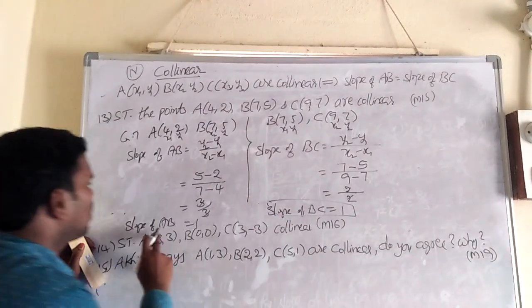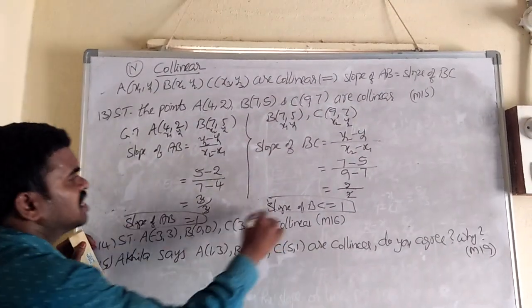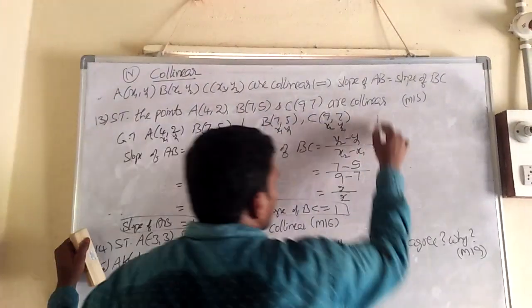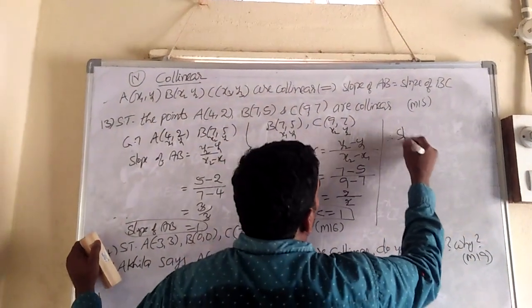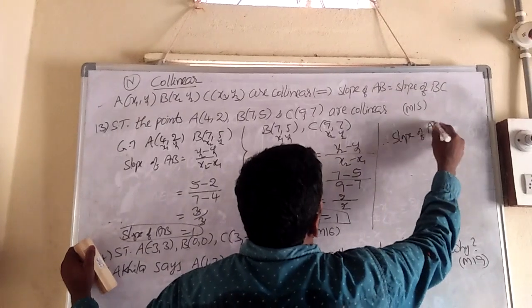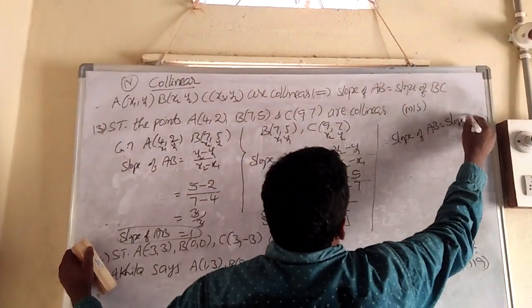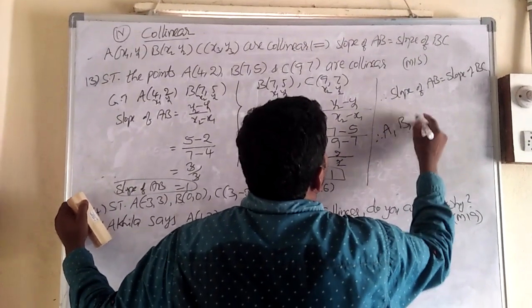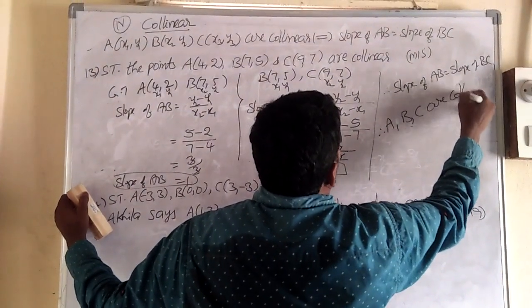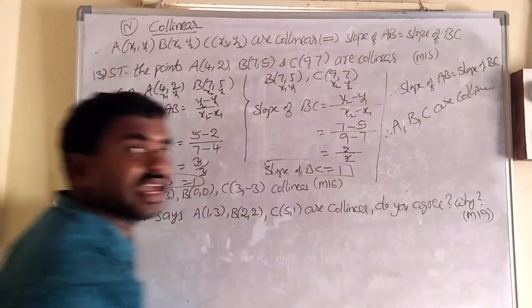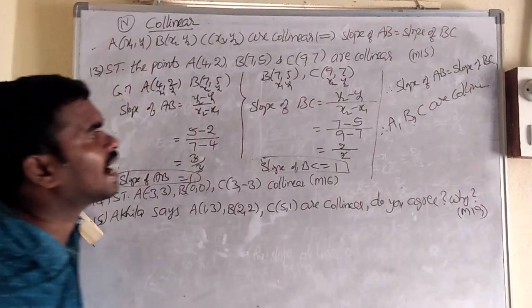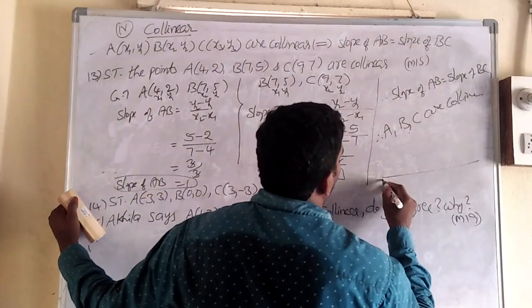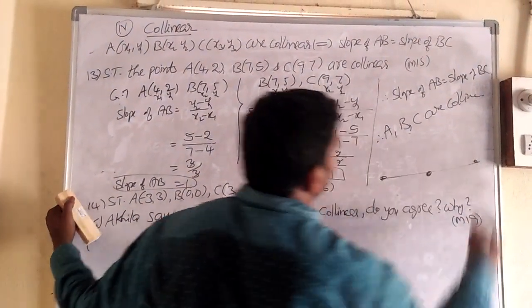Slope of BC is 1, and slope of AB is 1. So therefore, what can you say in conclusion? Slope of AB equals slope of BC. Therefore A, B, C are collinear. Collinear means they lie on the same line.